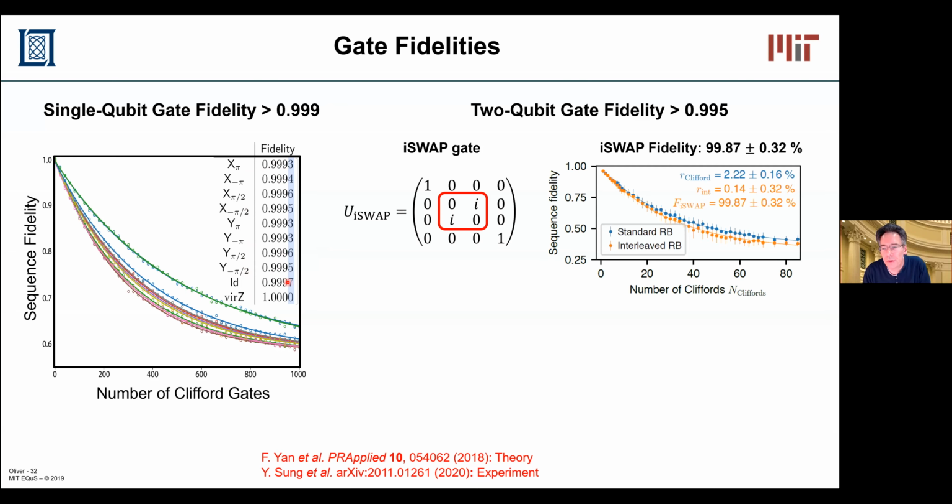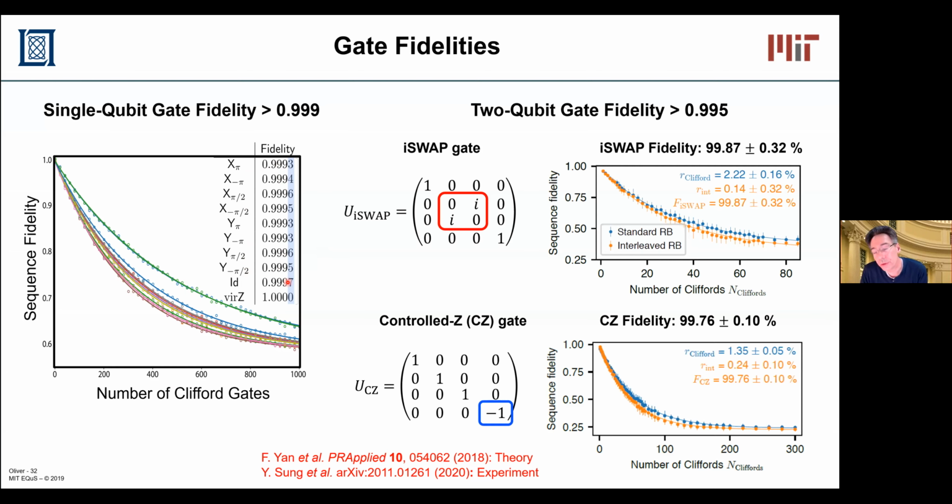Now, similarly, you can measure the fidelity of 2-qubit gates, and that's very important, the two main ones being iSWAP and control Z. And as Youngkyu Sung will talk about in the next talk, we've achieved fidelities approaching almost 99.9% with our 2-qubit fidelities. I would say generally it's above 99.5%.